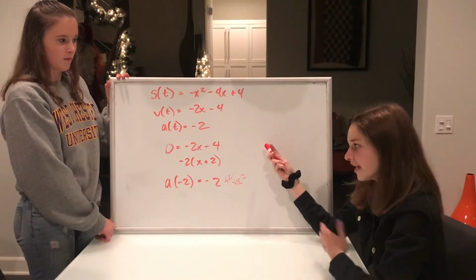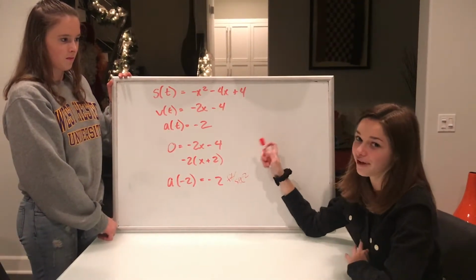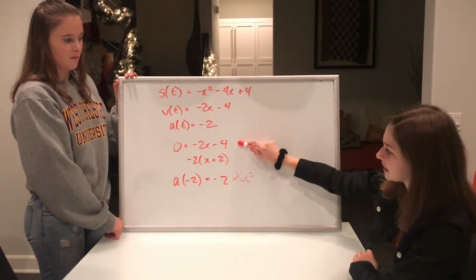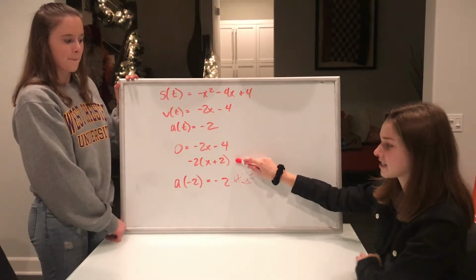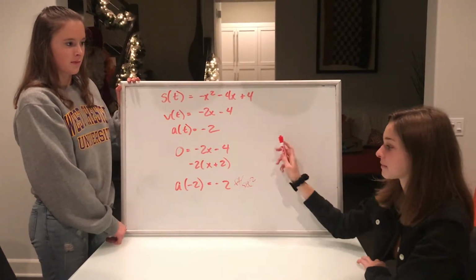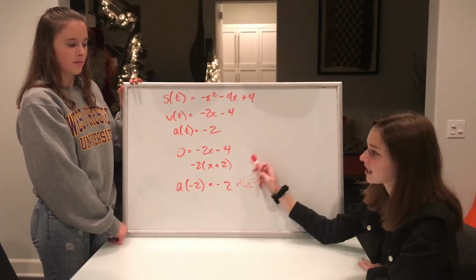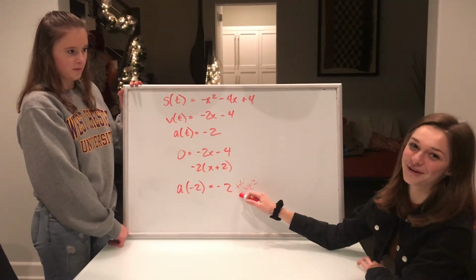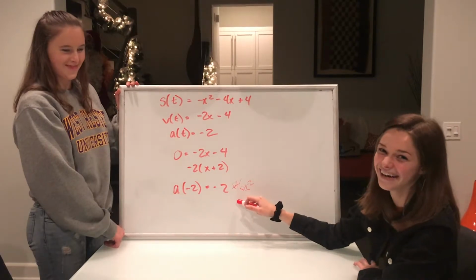So just to prove this, we're going to find out when velocity equals 0, what's the acceleration. So we're going to set the velocity equation equal to 0. And we factor and find that velocity equals 0 at t equals -2 seconds. We then plug that into the acceleration equation, which, because there's no variable to plug into, it's -2.